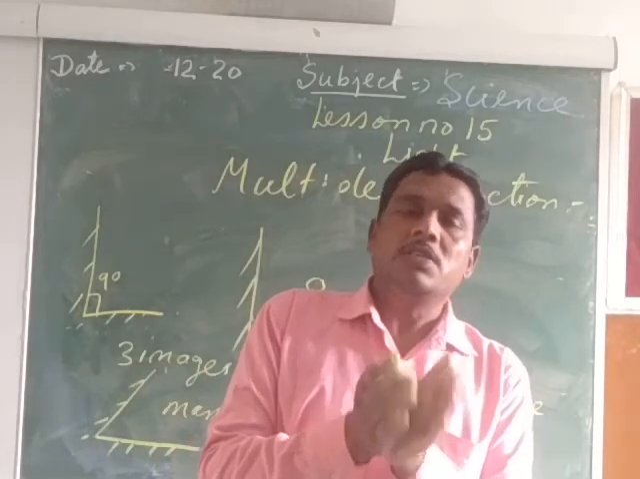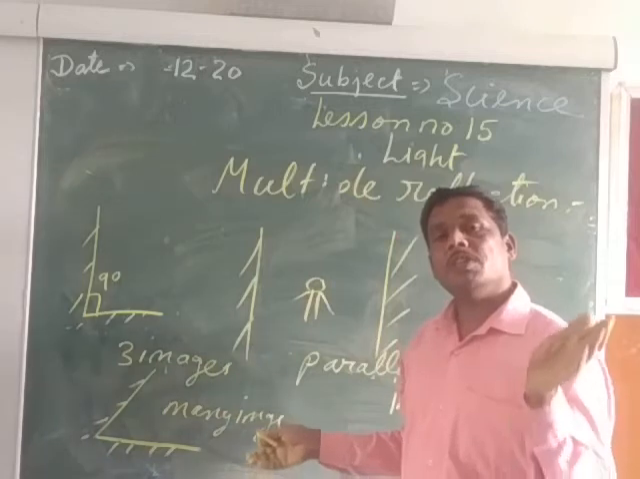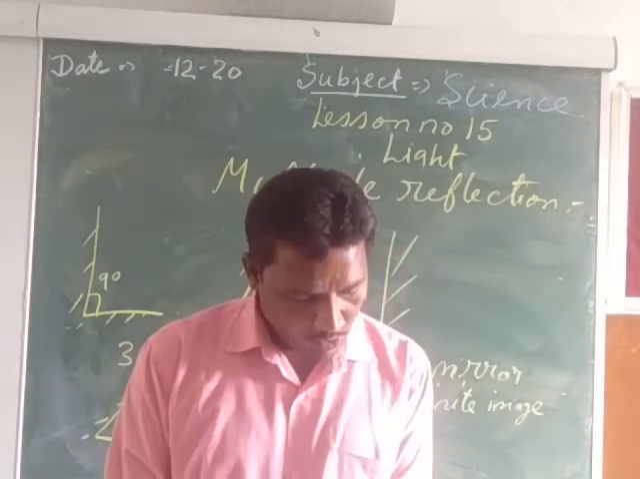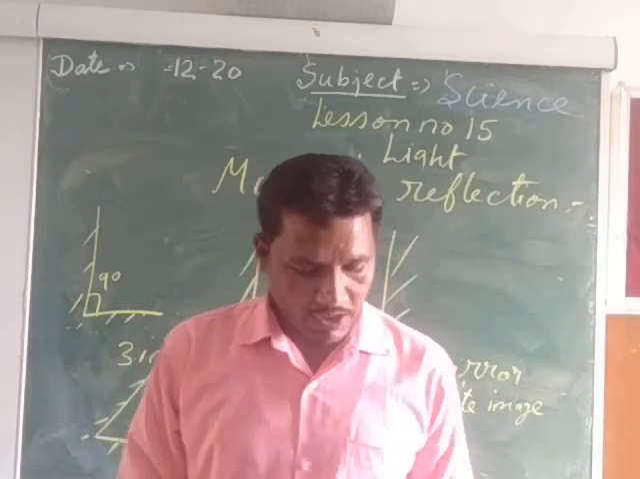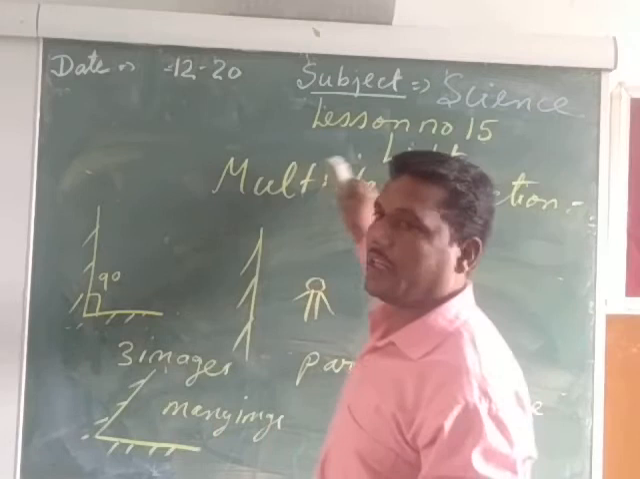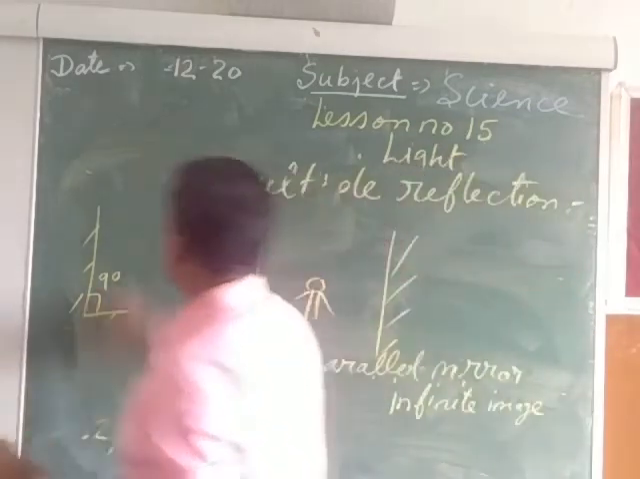If you reduce the angle to less than 90 degree, meaning 70, 60, 50, 40, 30, then you will see the number of images will keep on increasing in both the plane mirrors. You can do this activity at your home. That is called multiple reflection. So when plane mirrors form more than one image of the object, when the two plane mirrors are kept at an angle, that is called multiple reflection.